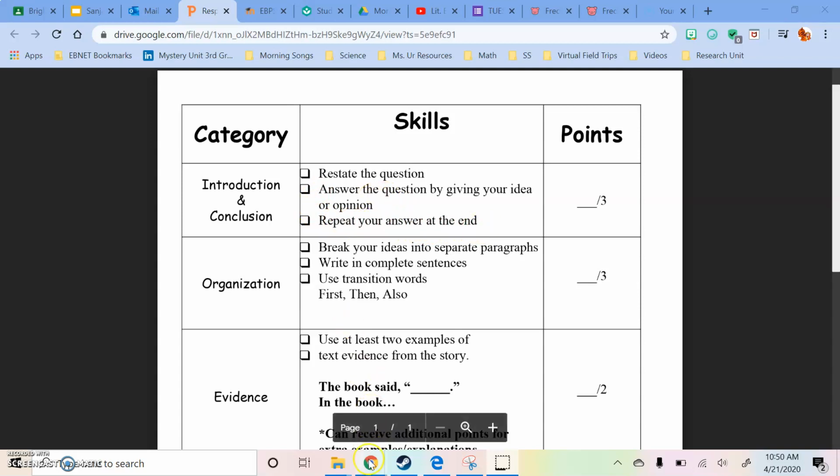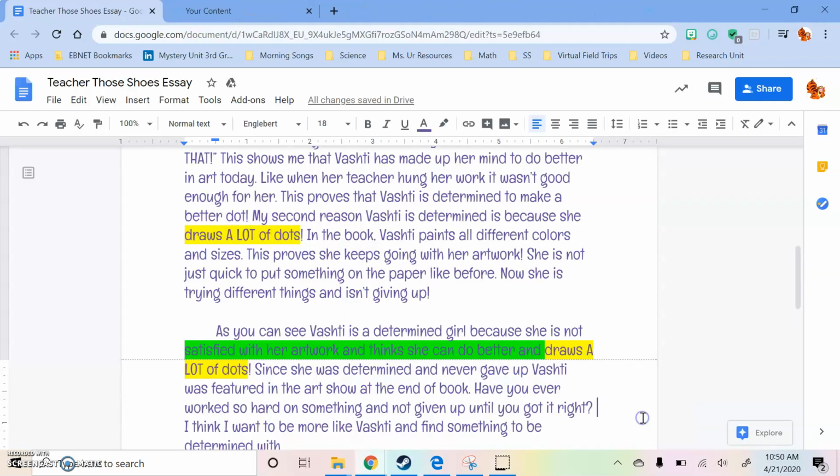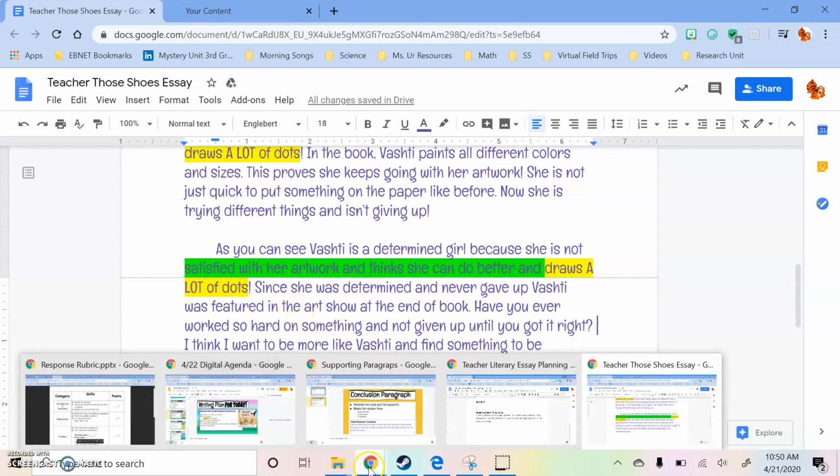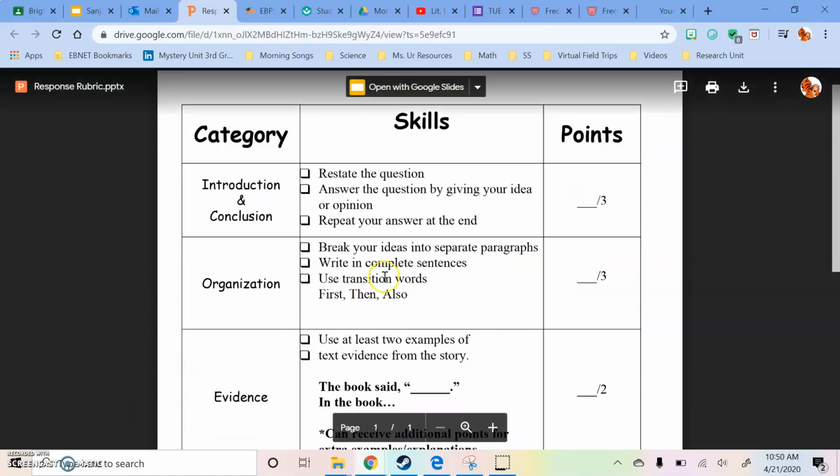Repeat your answer at the end. All right, so let's take a look at the essay that we just worked on. Did I repeat at the end? As you can see, Vashti is a determined girl because she is not satisfied with her work and thinks she can do better. And she draws lots of dots. Okay. I think I did a really good job restating the answer at the end. Let's go back to my rubric.